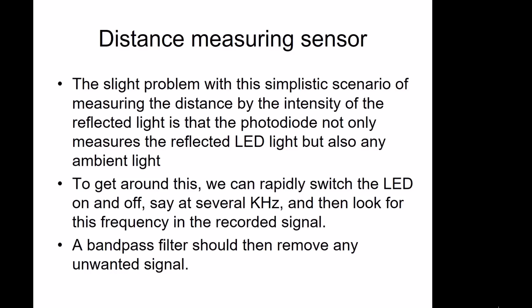So the trick around this, what you do is you switch the LED on and off very fast, say typically of kilohertz. And then when you measure this, the photodiode will again measure all sources of light. However, you then look at that signal and only pick out the frequency that the LED is being strobed at. So you can then differentiate between the light that is being produced by the LED and all other sources of light. So in order to do that, we'd use a bandpass filter.